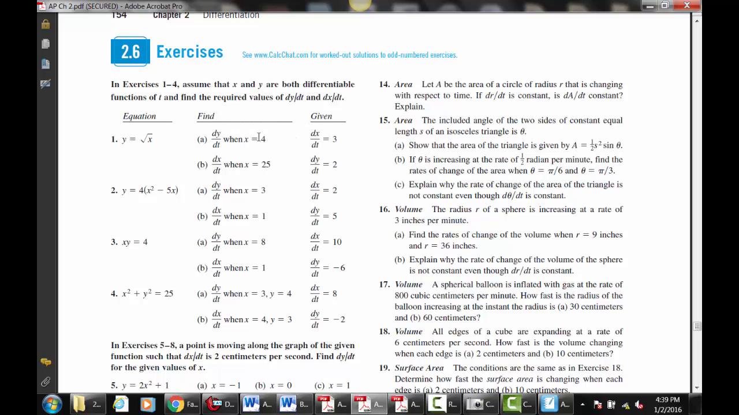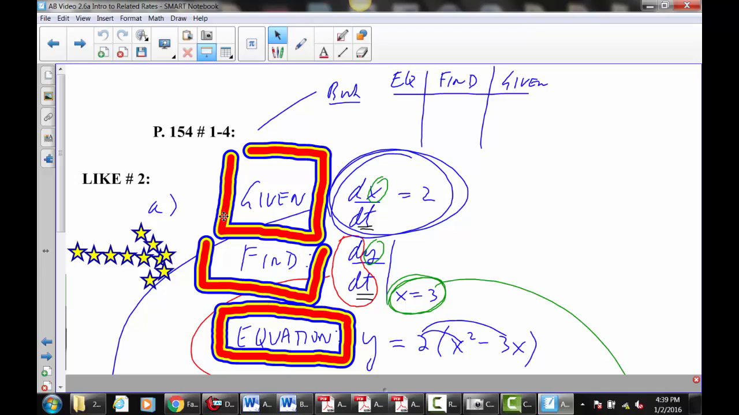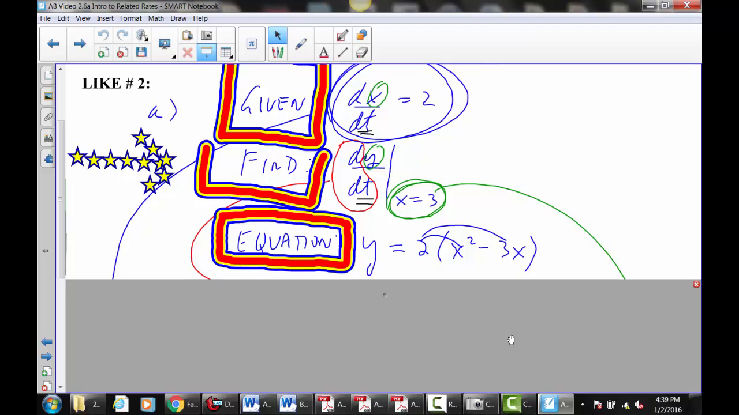Now you'll notice in every one of these, they either give you dx/dt and ask you to find dy/dt, or they give you dy/dt and ask you to find dx/dt. The two variables in the numerator are x and y, and you'll notice in each case the equation they give you is in x and y, the two variables that are in the numerators of these two rates, the one you're given and the one you're asked to find. So, for example, number 2a, they give you the rate dx/dt equals 2. They ask you to find the rate dy/dt when x equals 3, and they give you the equation that relates the x and the y, which in this case happens to be this equation.